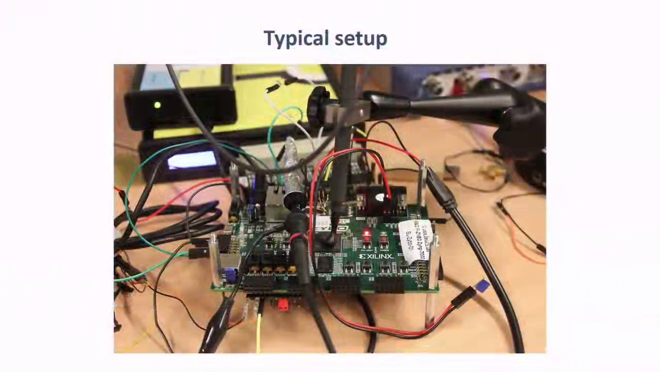Typically, a setup looks something like this. It's really the nitty-gritty hardware hacking. There are cables everywhere. There are probes. There are things soldered on and off, and I don't know what. This is a typical setup for voltage fault injection. Of course, it depends a bit on the person how neatly this looks, but this is mine.